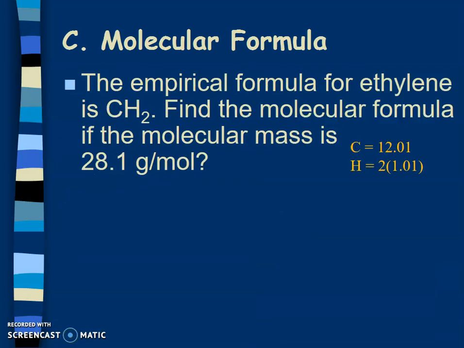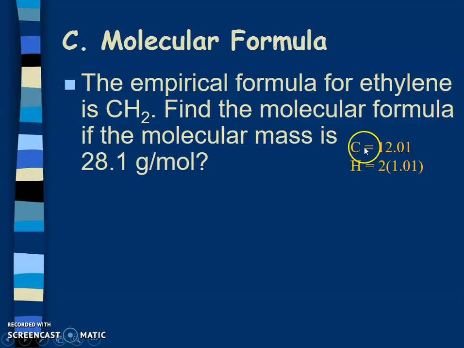All right, the empirical formula for ethylene is CH2. So step 1 has already been done for us. We were given the empirical formula, so we don't need to go through the steps like we did in the last lesson of creating that empirical formula on our own. All right, so find the molecular formula if the molecular mass is 28.1 grams per mole. So the first thing we need to do, since we already have the empirical formula, is find the mass of the empirical formula.